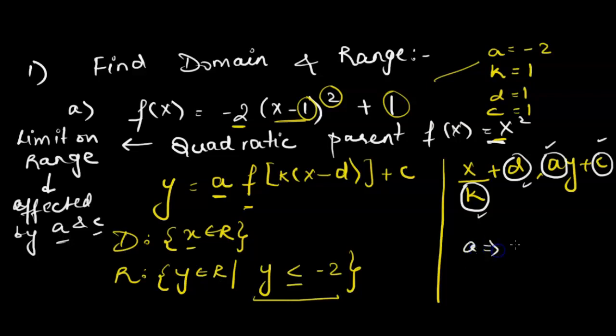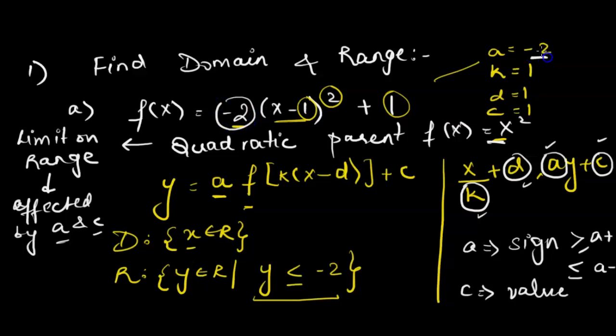Now, how does a affect it? A is going to give us the sign. It could be a greater than or less than sign. And c is going to give us the value. Greater than sign is going to be put when a is positive, and less than sign is going to be put when a is negative. Now, coming back to the question, in this question, the a value is -2. Negative sign means we put a less than or equal to sign, and here comes the value. And the value is decided by c. We notice here c is 1, therefore we would put 1 here. And this is how we write down domain and range.